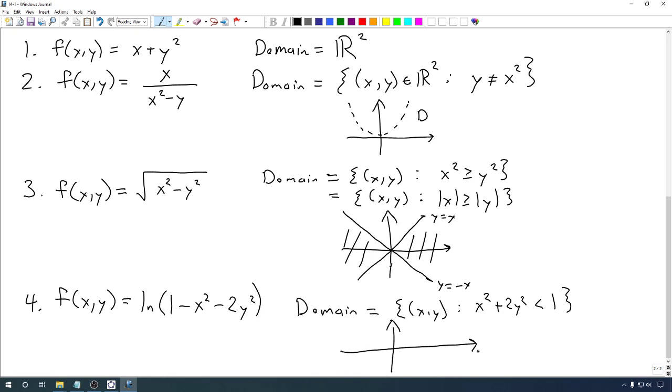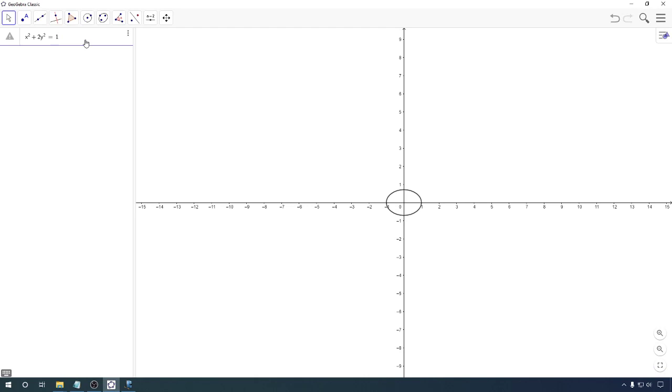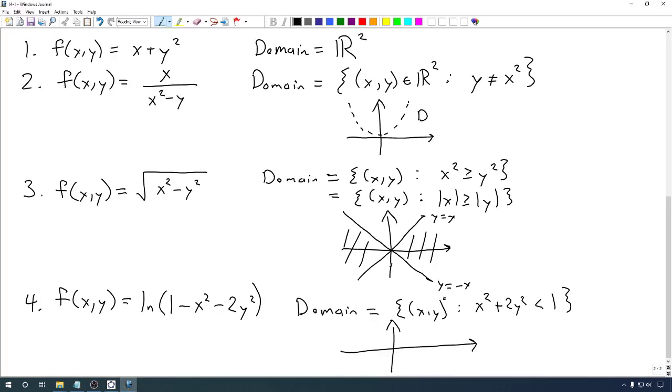And really, plotting that region is easier if you think about what this would be if we actually had an equal sign there. x squared plus 2y squared equals 1. That's the equation of an ellipse. Specifically, this is the ellipse that it looks like. So the 2 in front of the y squared causes the y part to become a little shorter than the x part. If it was just x squared plus y squared equals 1, we'd have the unit circle. So we'll go ahead and plot that ellipse.